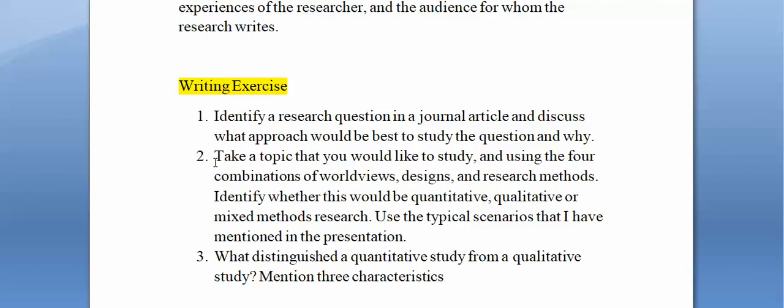Number two, take the topic you'd like to study, your choice, and using combinations of worldviews, the ones we have discussed, designs, research methods, okay? Identify whether this would be quantitative, qualitative, or mixed methods research. Use a typical scenario that I have mentioned in this presentation. Number three, as an exercise, what distinguishes a quantitative study from a qualitative study? Mention three characteristics. So try and think, we can discuss in our class.